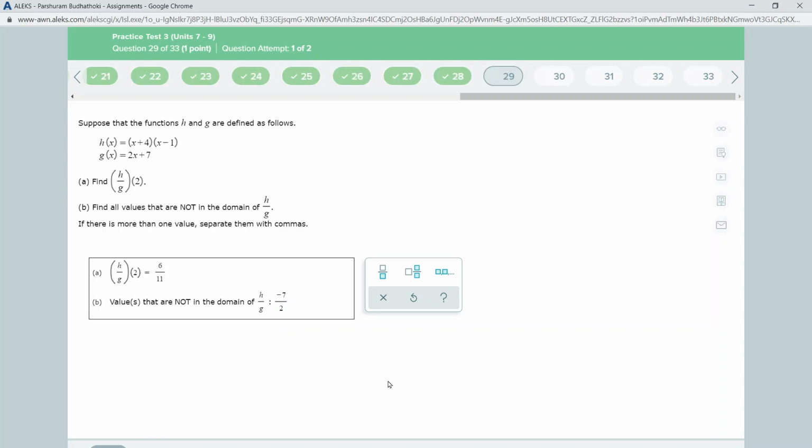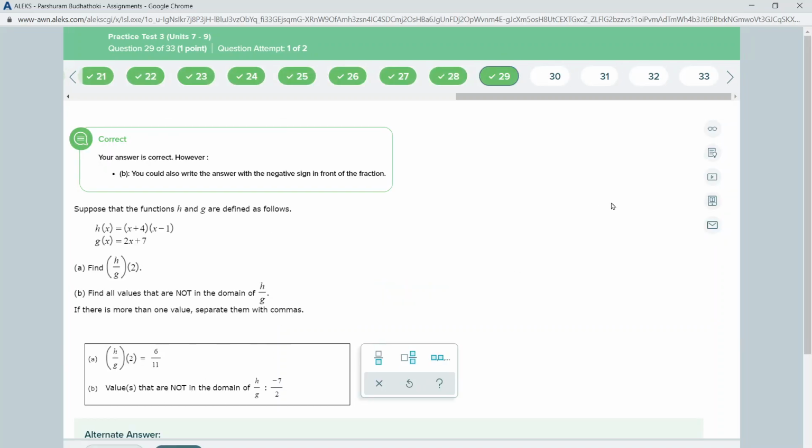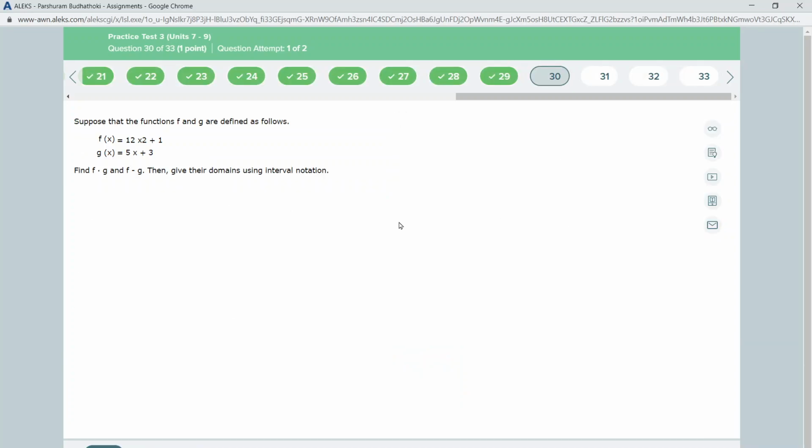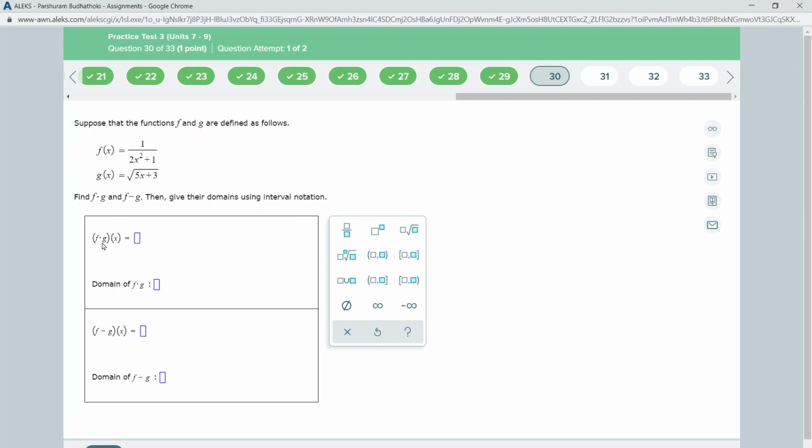Let's check. Okay, let's go to next problem. Problem 30. One more time, you need to find the multiplication, domain, minus, and domain. Multiplication, just multiply them. So this function goes on the top, this function goes on the bottom. So eventually on the top there is 5x plus 3. Oh, this is just a multiplication.